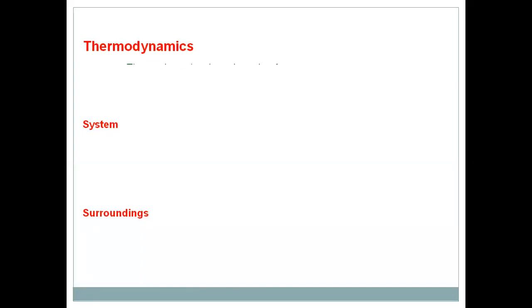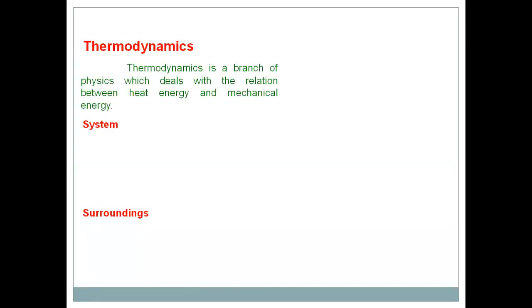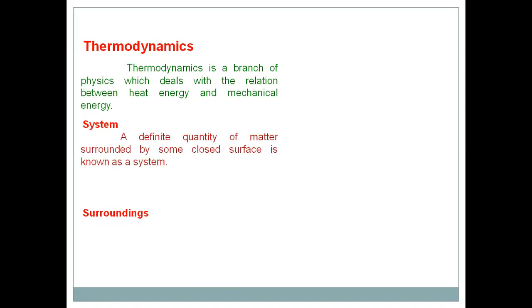What is thermodynamics? Thermodynamics is a branch of physics which deals with the relation between heat energy and mechanical energy and vice versa. It means that by using thermodynamics, we can convert heat energy into mechanical energy or mechanical energy into heat energy. So to understand thermodynamics, initially we want to know what is system and what is surroundings. Here system is nothing but a matter surrounded by some closed surface.